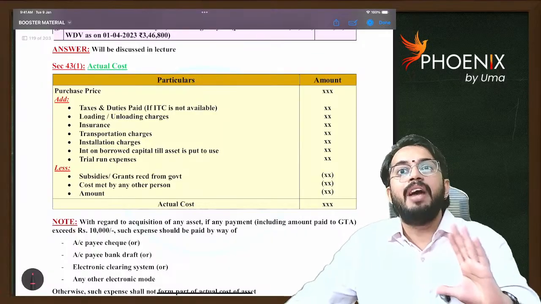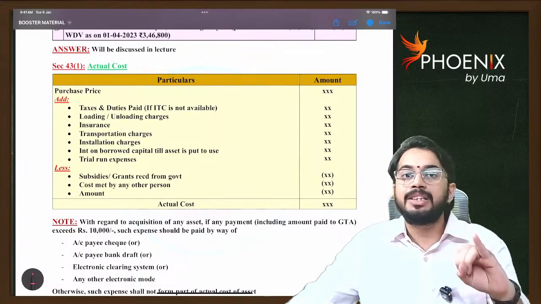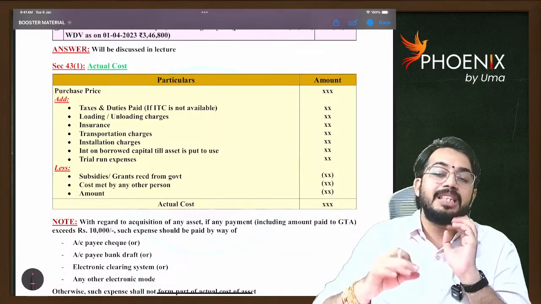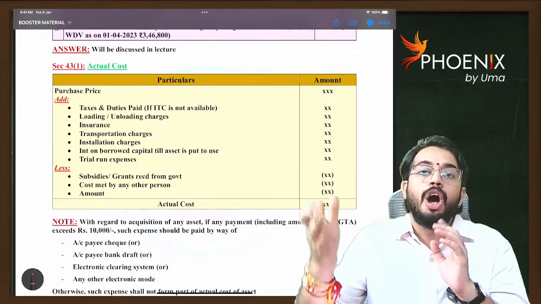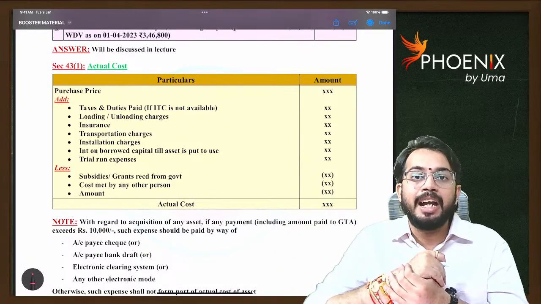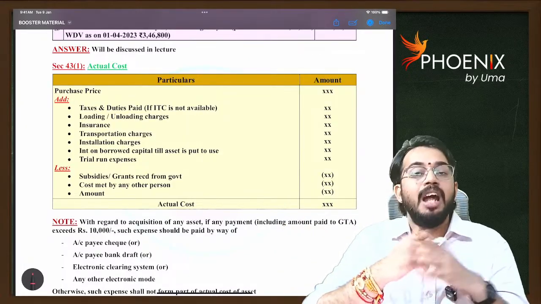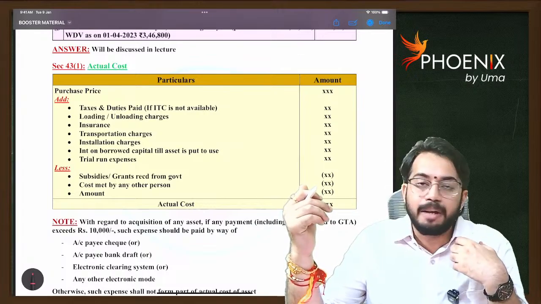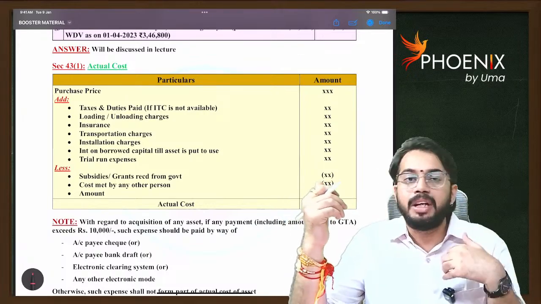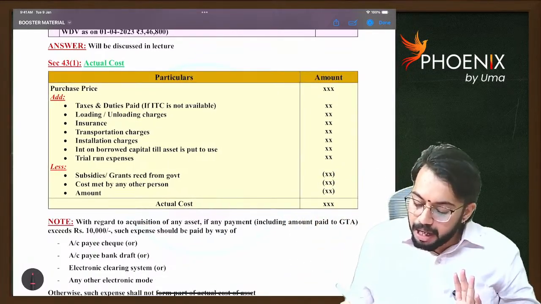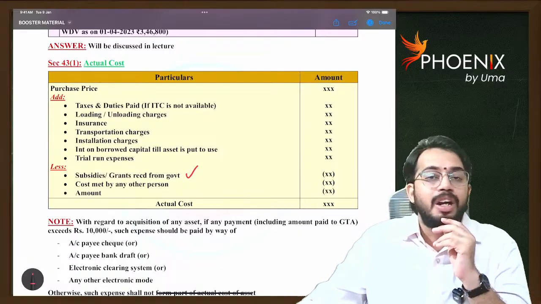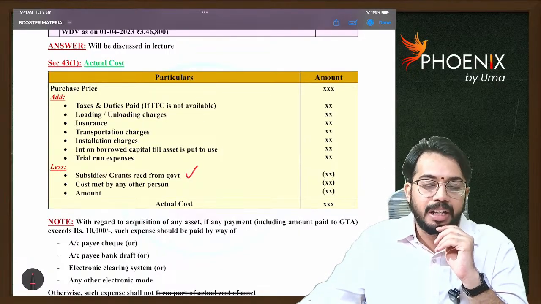Next, whenever I purchase any asset, the cost is the purchase cost plus incidental expenses till the time it is put to use. All those incidental expenses will be added to the cost of the asset. Next, if I receive any subsidy from the government or from a third party, the subsidy amount is to be reduced while calculating the cost of the asset. Are you able to understand?